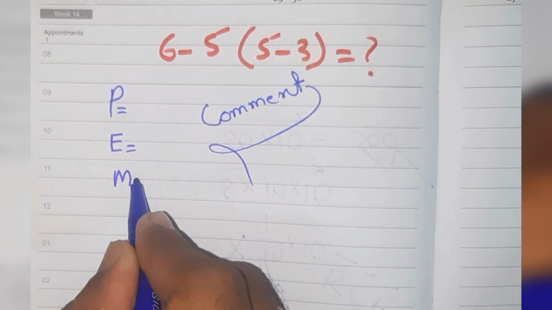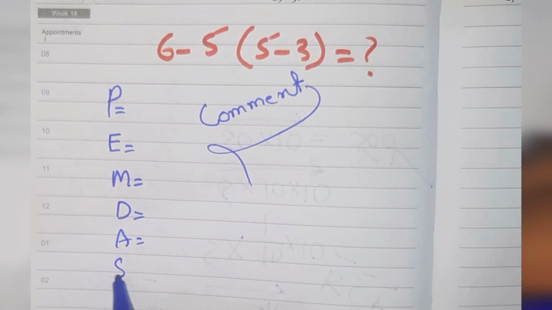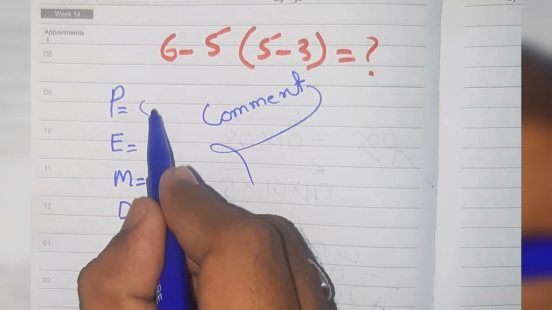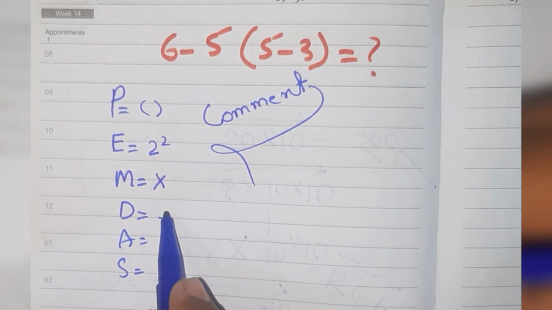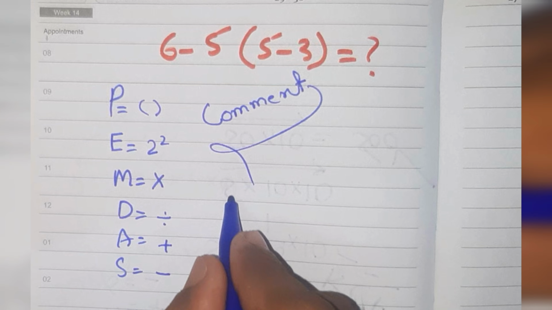All right. Now let me walk you through a step-by-step how to solve this expression properly. To solve this question, we must follow the PEMDAS. In this rule, P stands for parentheses, E stands for exponent, M stands for multiplication, D stands for division, A stands for addition, and S stands for subtraction. All right.